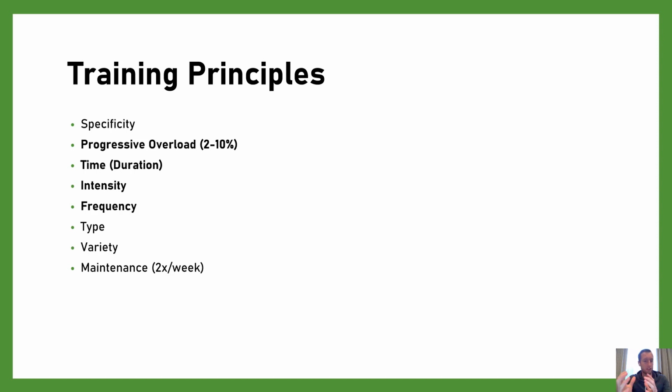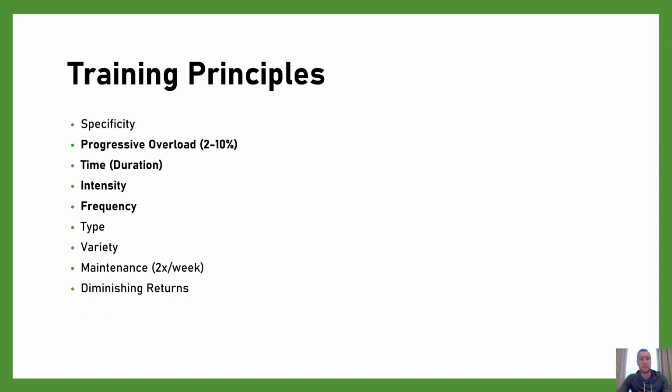Maintenance: we need to train 2 times a week just to maintain. So what this basically means is that for a training program aimed at improving performance, eliciting chronic adaptations, we need to train 3 times a week. Because if 2 times a week is maintenance, so just staying the same, then we need 3 times to actually improve performance.